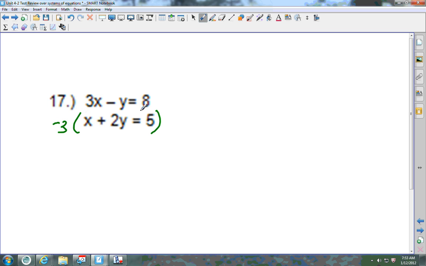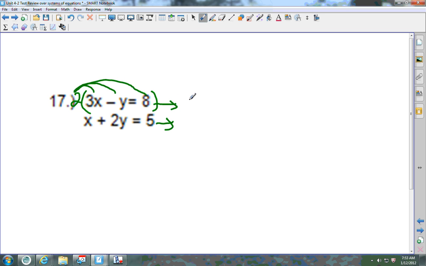You can do this, or a lot of times I look and see, is there already one of the letters that's positive and negative? Well, the y's already are. This is a 2y. I need this to be a 2. So I need to multiply the top equation by 2. I'll go ahead and do it this way. But if you multiply the bottom by negative 3, that's fine. You'll still get the same answer. I'm going to multiply all three of these. Make sure you multiply that last one. That's one of your big mistakes.